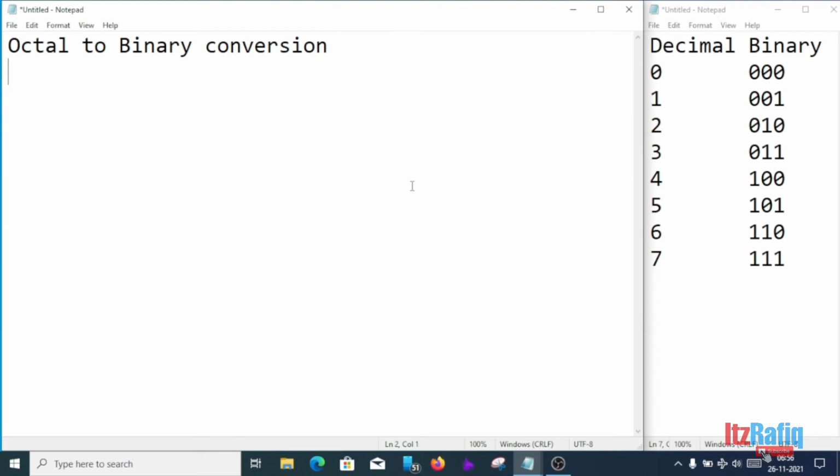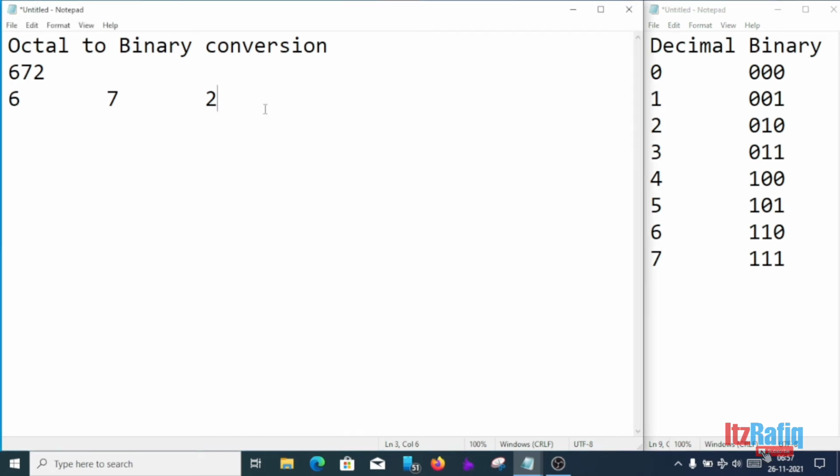Suppose we have an octal number, this one, 672, and we have to convert it into binary. So what we will do here: 3 digits are there, so we divide these into 3 groups, like 6, 7 and 2. Now to convert an octal number to binary we have to remember this table. For 0 it will be 000, for 1 it is 001, for 2 it is 010 and so on. Till 7 we have to remember the binary digits to easily convert an octal number to binary.